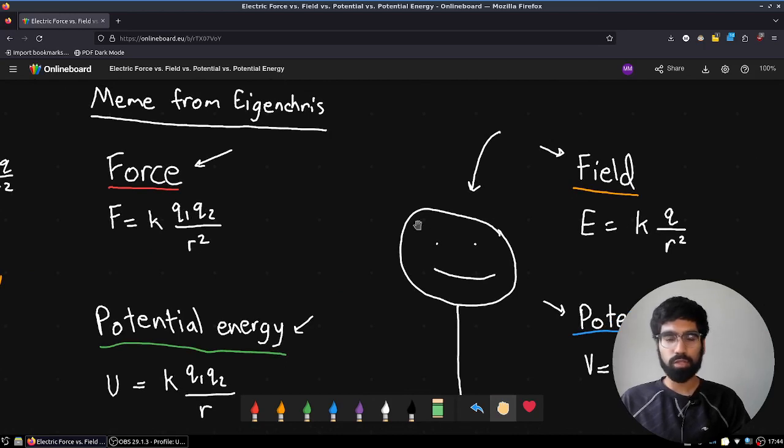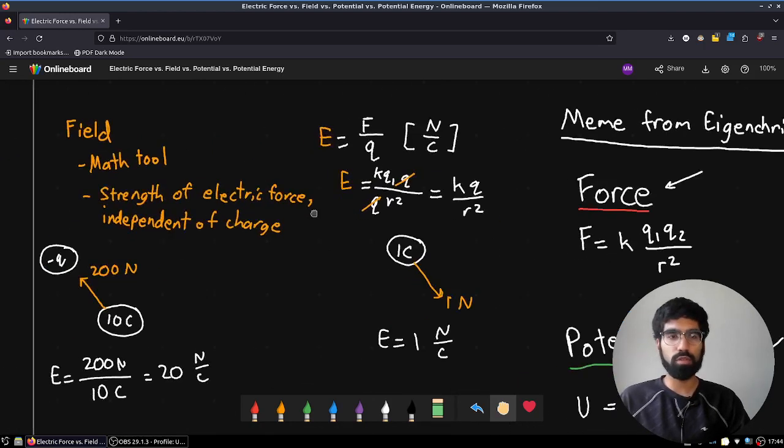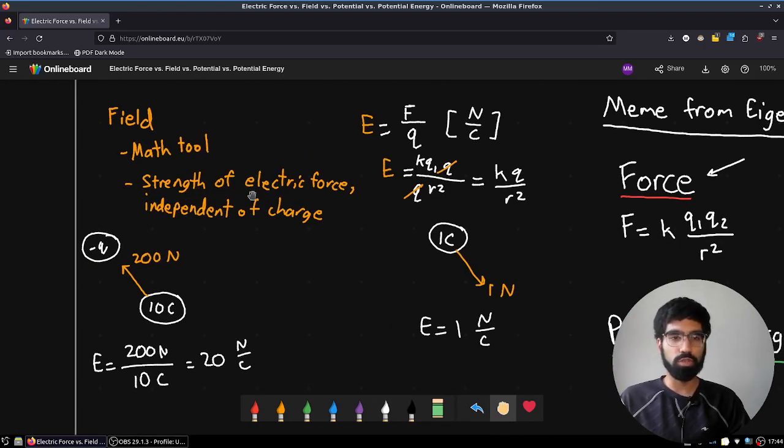It's just a mathematical tool that we got once we calculated the electric field. It's equal to the force per unit of charge, and the tool is useful because it lets us calculate or predict the strength of the electric force in a region independent of what charge we're actually measuring with.